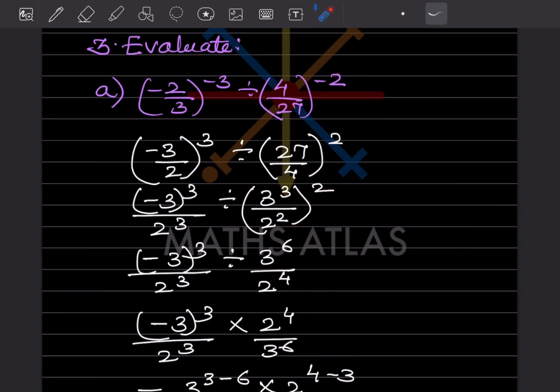Later on, what will you do? This will keep the same. This is division, you are going to multiply it, and since you multiply, this will get flipped over. That 2 raised to 4 will go in the numerator and 3 raised to 6 will go in the denominator.